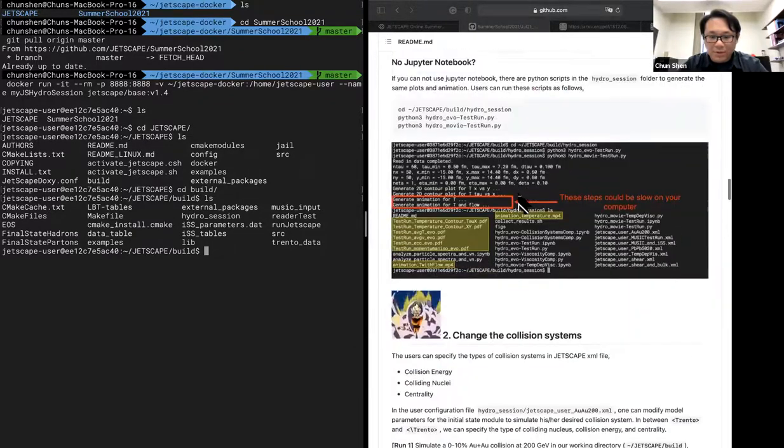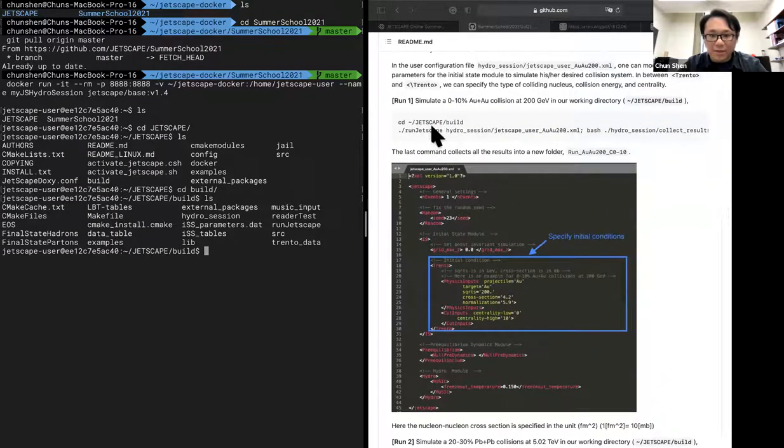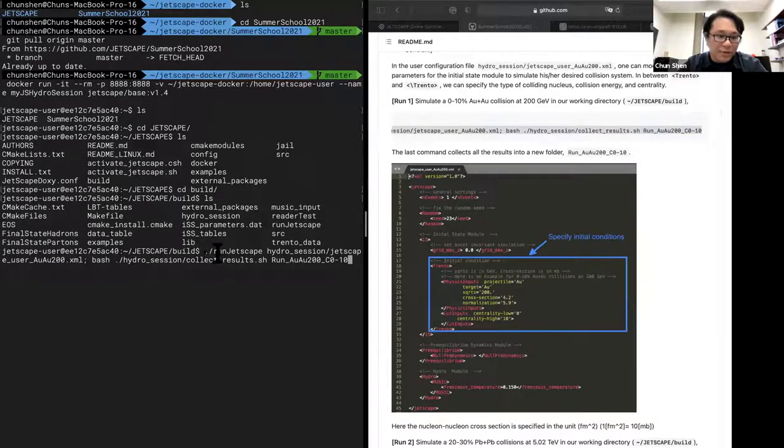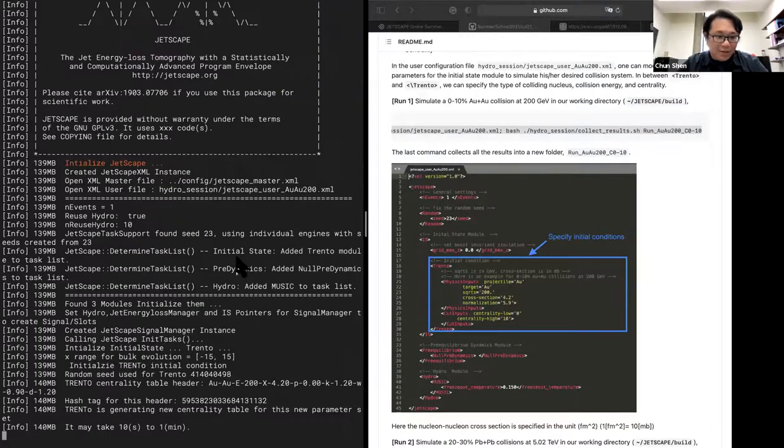I will launch the simulations and then explain how we set up the initial profile. As you can see, we run two commands at one time. The first command runs JETSCAPE with the XML file, which we specified to run central gold-gold 200 GeV simulations. After that, I have these collection scripts that sweep all the results into a folder, so that when we run the simulation again it will not overwrite our previous results. So let's just launch the simulations.